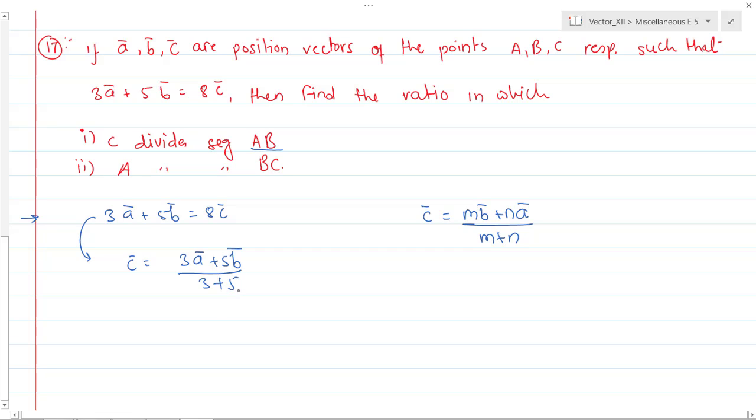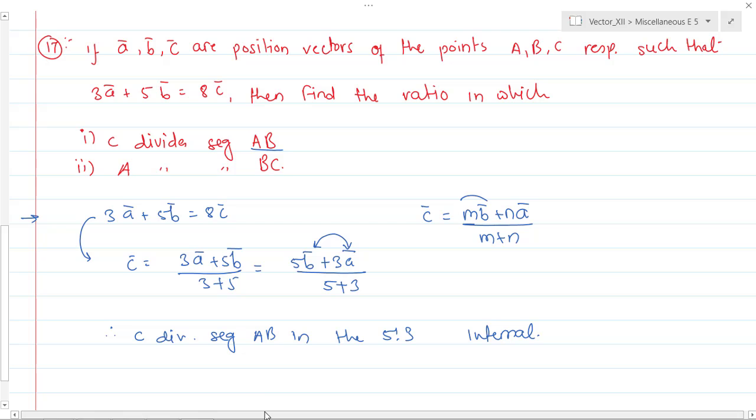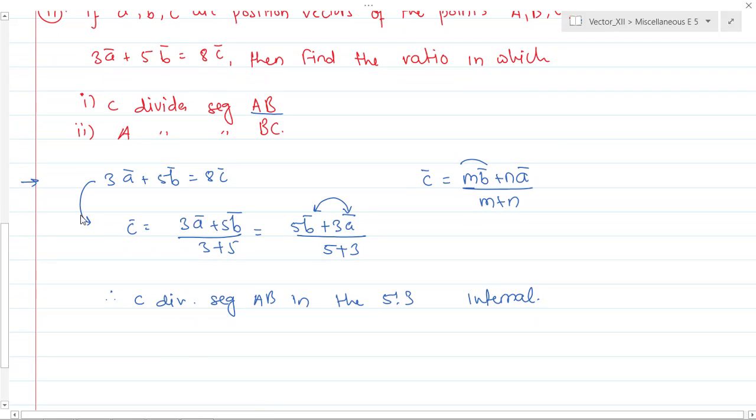Yes, of course. So what I want is MB bar, so 5B bar plus 3A bar upon 5 plus 3. So this is nothing but C dividing the segment AB. See how I am writing this. Therefore C divides segment AB in the ratio 5:3, and its division is what? Is this an internal division? Okay, perfect.